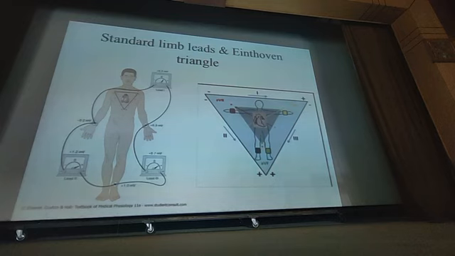The important thing is that the electrodes should form the triangle and the heart should be at the center. So no problem if it is on the wrist or on the upper chest. The important thing is to make this triangle and this potential with the heart in the center.